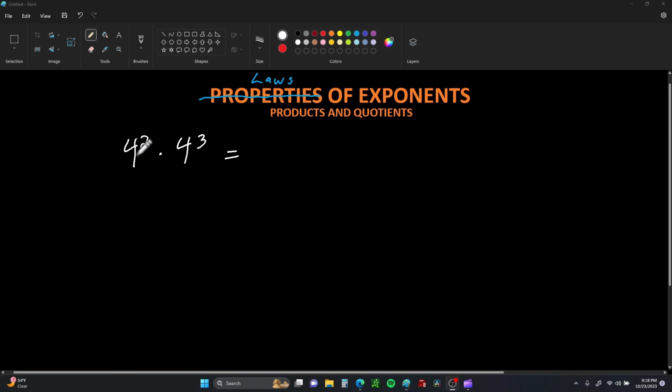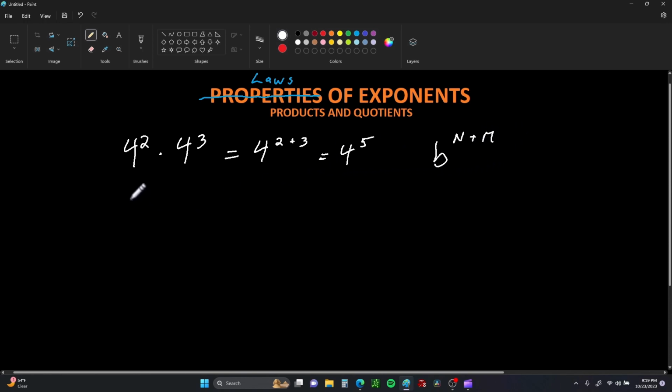So here we have 4 to the second power times 4 to the third power. And the rule says that I'm adding, so I get 4 to the fifth power. And whatever our base is, the rule is that the n plus m powers are going to give me my answer.